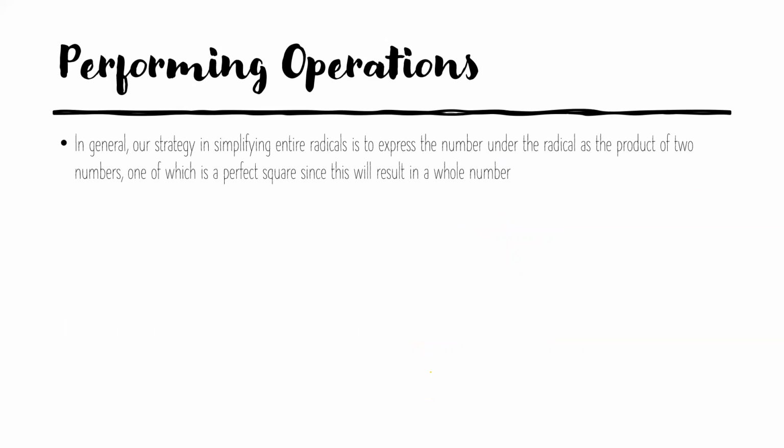So the good thing is, not only can we simplify radicals, but we can actually do different operations with them. We can add, subtract, multiply, and divide radicals, and it's actually quite easy to do. You basically follow the same rules as before. Our strategy in simplifying entire radicals is to express the number under the radical as a product of two numbers, one of which is a perfect square, which results in a whole number. The other one does not have to be. Then we simplify the entire radical into a mixed radical, and that's our goal.